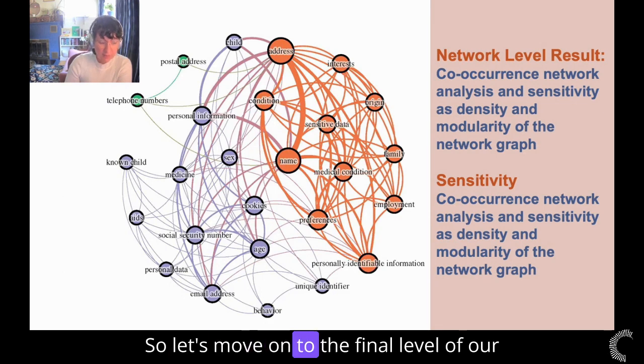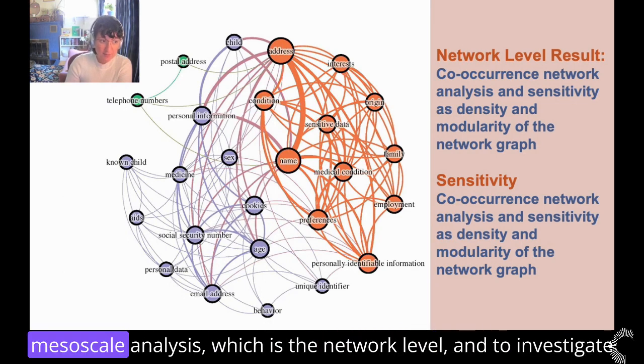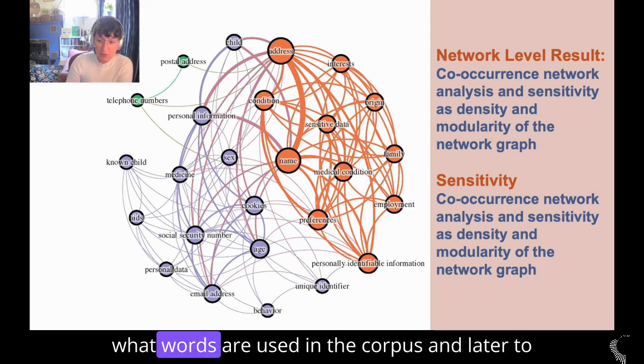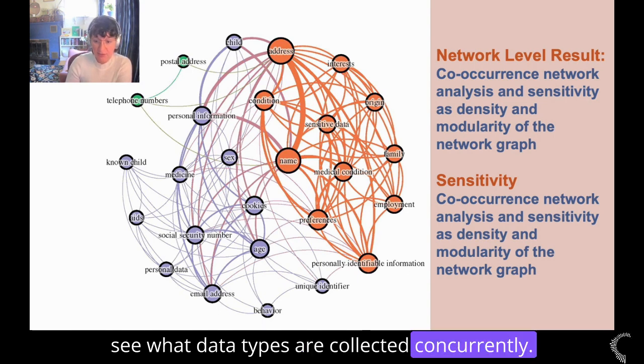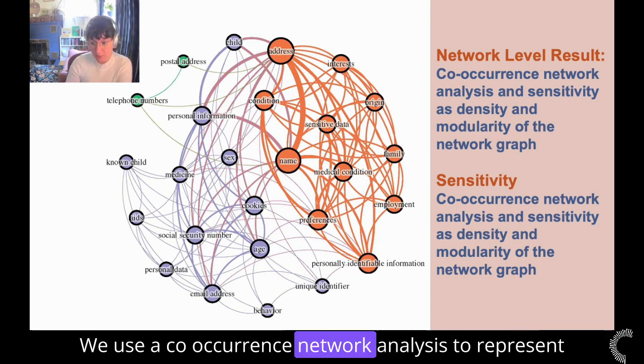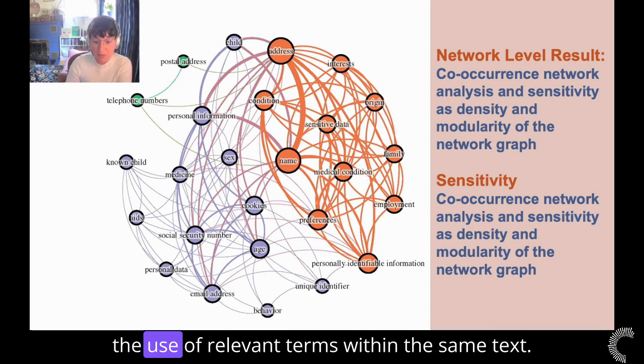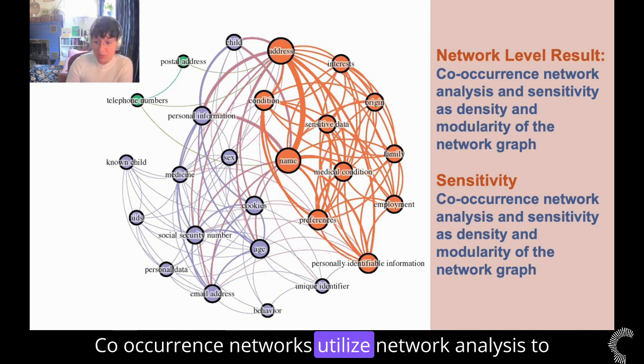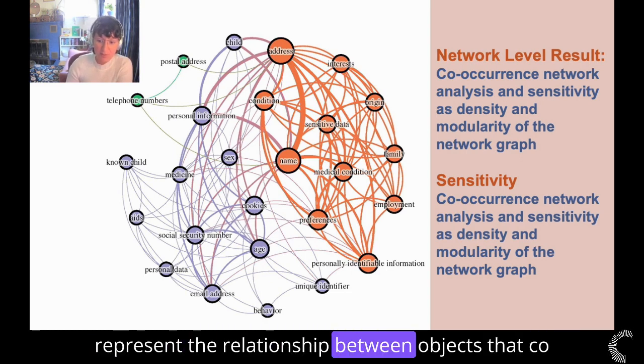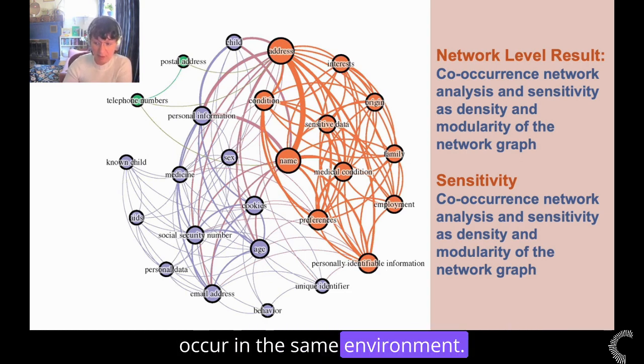So let's move on to the final level of our mesoscale analysis, which is the network level. To investigate what words are used in the corpus, and later to see what data types are collected concurrently, we use a co-occurrence network analysis to represent the use of relevant terms within the same text. Co-occurrence networks utilize network analysis to represent the relationship between objects that co-occur in the same environment.